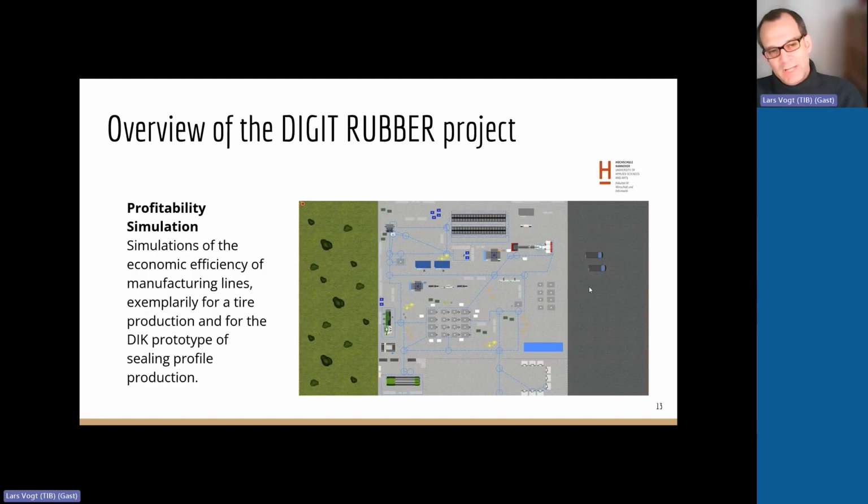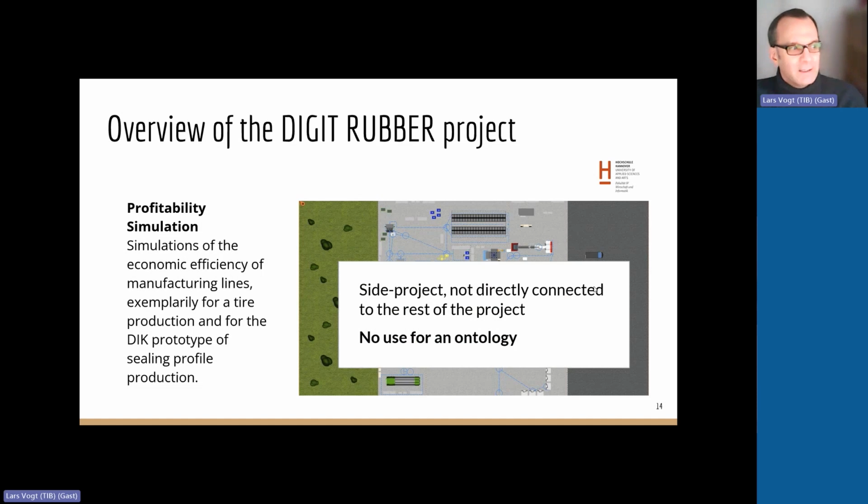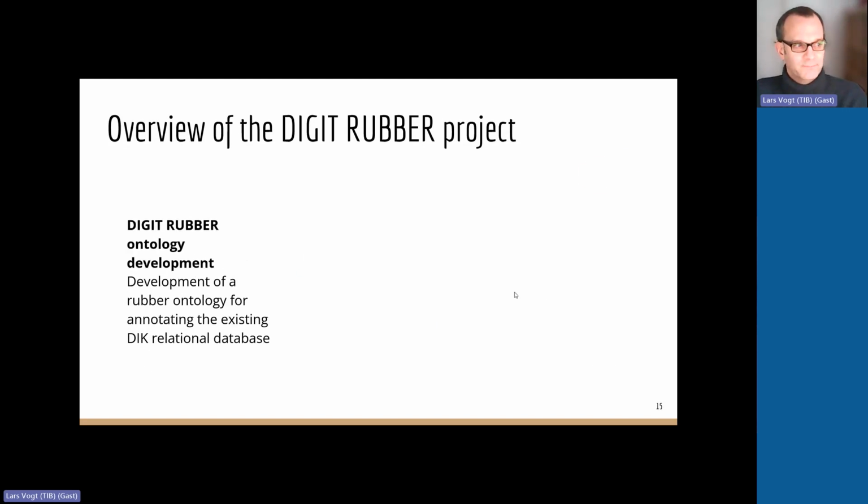Then we have somewhat like a side project. One project partner is doing a profitability simulation, simulating the economic efficiency of manufacturing lines, and that can only be in an exemplary way. So they looked at two use cases. One was in collaboration with Continental, I think, for tire production. And the other one was the use case in DIK with our prototype. And also here again, it was a side project. It was not directly connected to the rest of the project, and they also did not use ontologies.